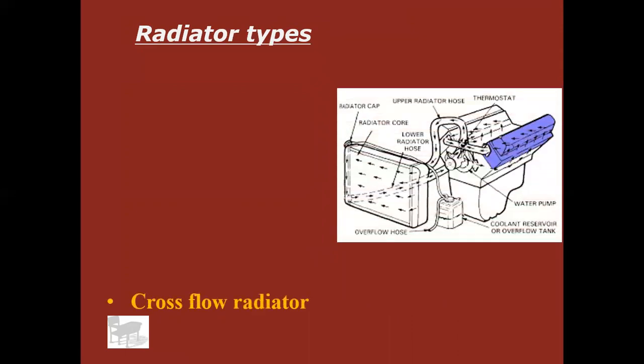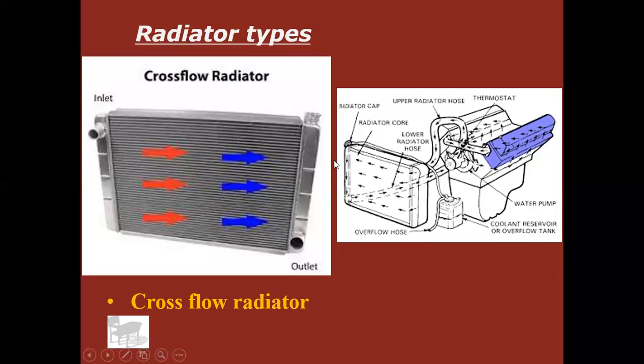All right, cross flow radiator. This is going to be your typical newer car radiator, 90 and newer, roughly. This is what you're going to be looking at. I might even say 80 and newer. Probably shouldn't say 90 and newer. Anyway, cross flow radiator, same idea, except antifreeze, or coolant, comes in one side and goes across to the other side. Okay, again, cross flow radiator.